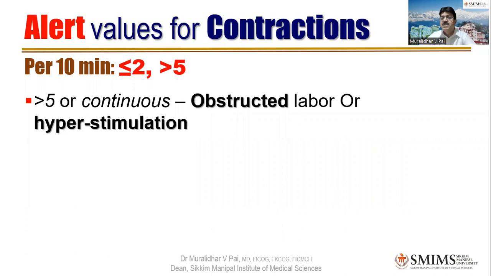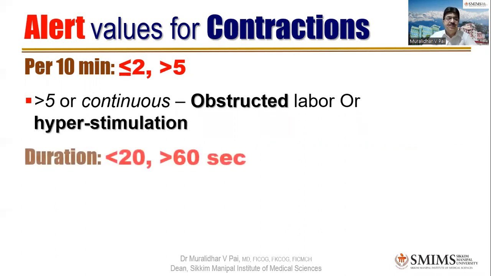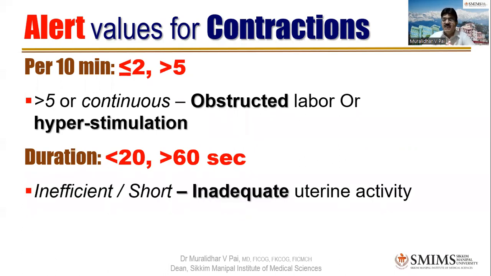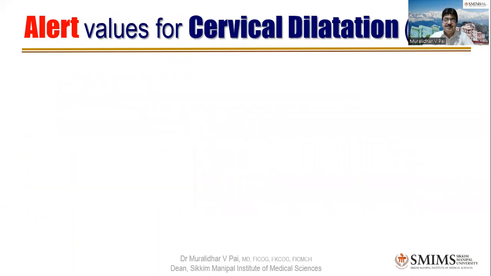And maybe if you see a bandl's ring, probably that's the time you have to take a cesarean section to save the mother and the baby and yourself. Duration of the contractions. If it is less than 20 seconds, not good. If it is more than 60 seconds, bad. So beautifully given. How many contractions, how long it should be, everything is beautifully given. So if it is less than 20, it means inefficient, short, inadequate uterine activity, and that will not drive the head down or rotation and things like that.